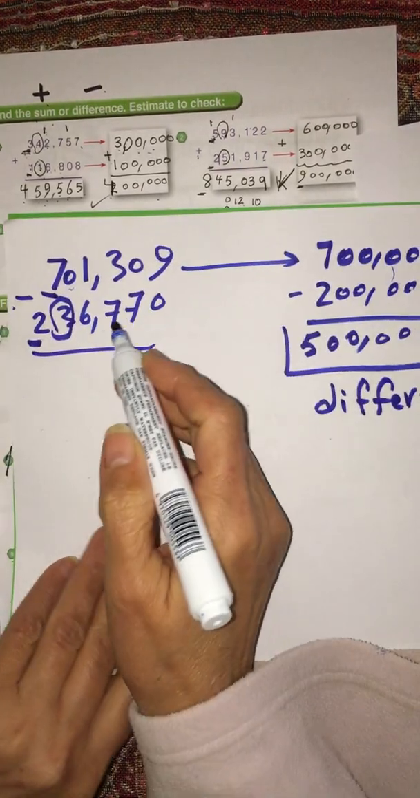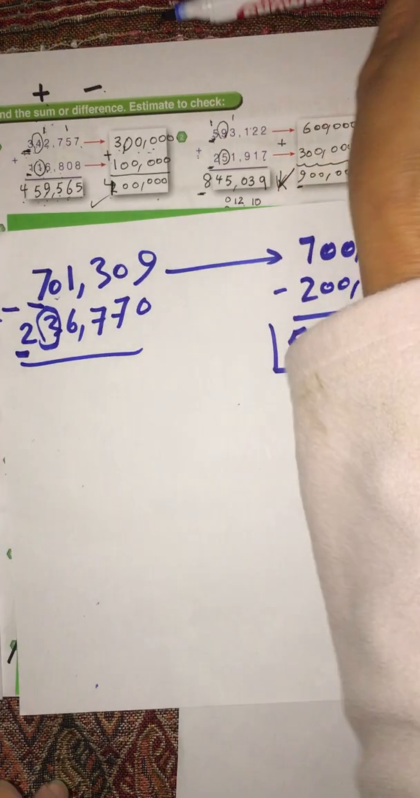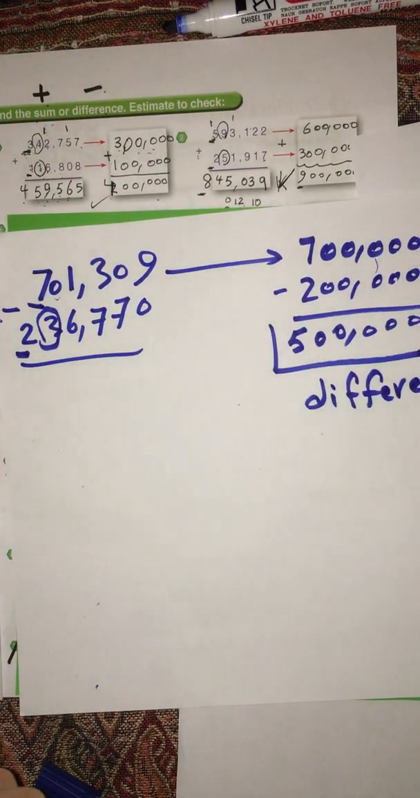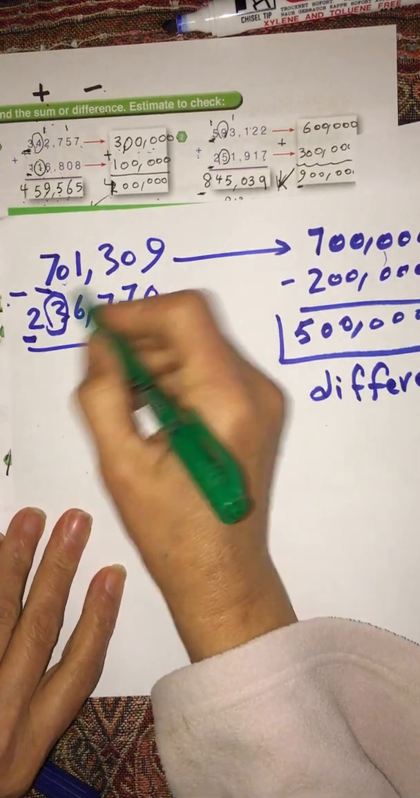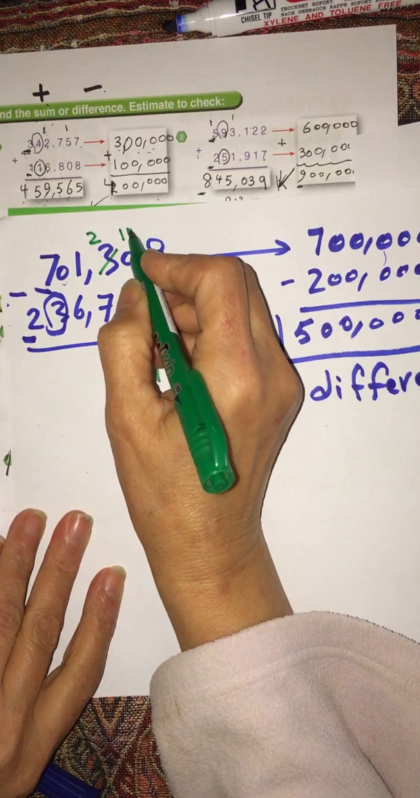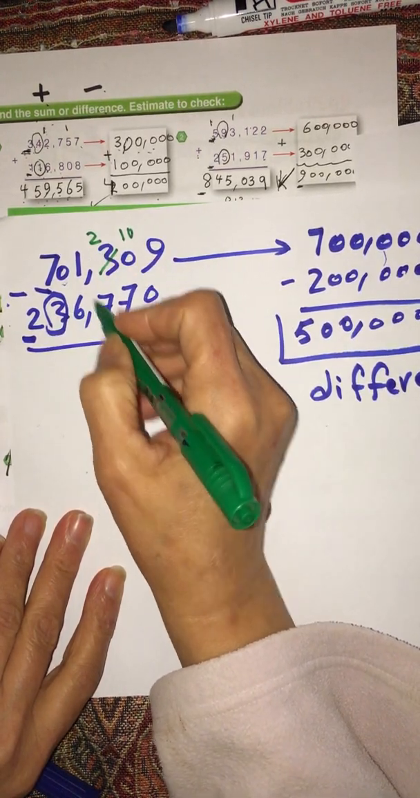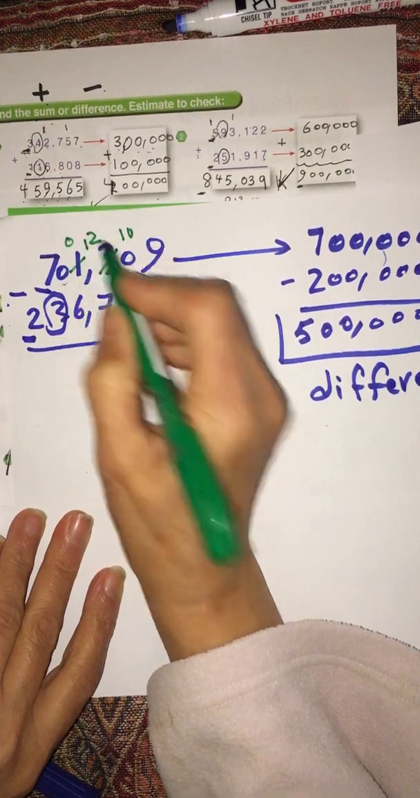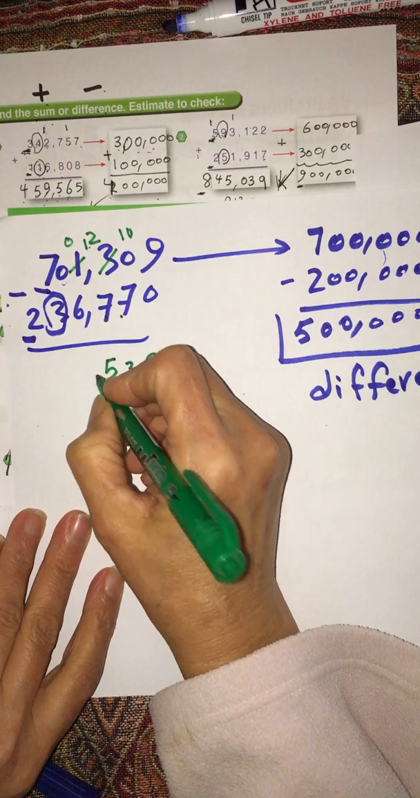Okay, now this one, exact subtract, it will be 9 minus 0, it is 9. 0 minus 7, I can't, borrow. This will be 2, this will become 10. 10 minus 7, 3. 3 minus 7, I can't. This will become 0, this will be 12. 12 minus 7, 5, comma.